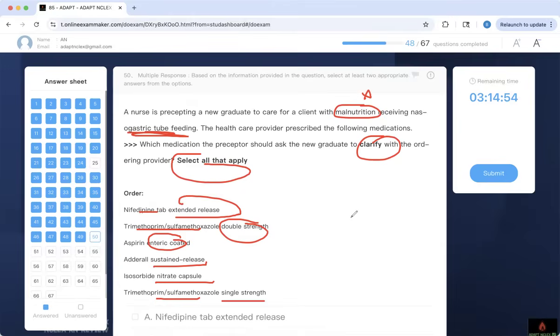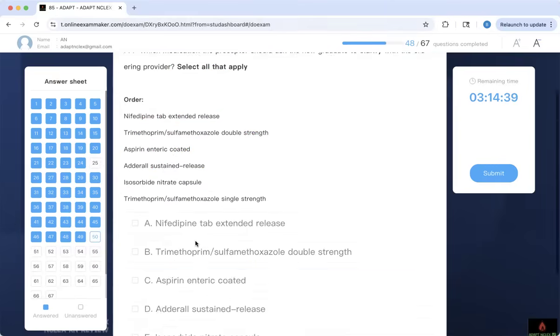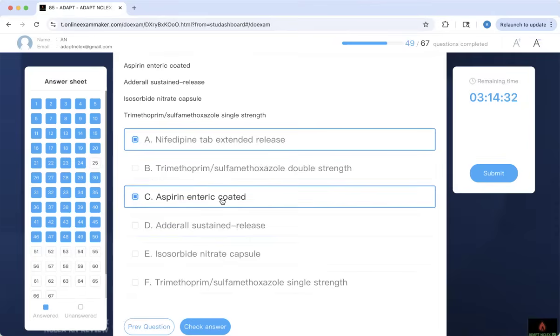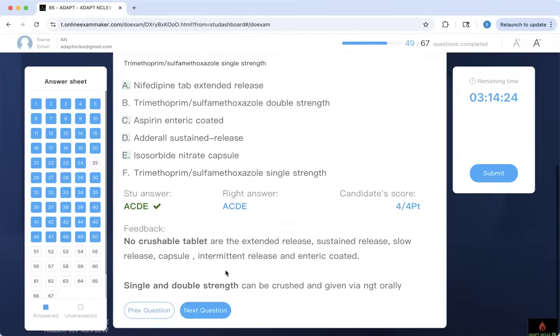You know the key. Capsule, we don't crush it. Extended release, we don't crush it. Sustained release, we don't crush it. So anybody that has that name, you pick it, even if you don't know that medication. Extended release, I'm picking you. Single strength and double strength, they are traps. You don't need them. Enteric-coated, we're picking you. Sustained release, we're picking you. And a capsule, we're picking you. All of them, you cannot break them down.